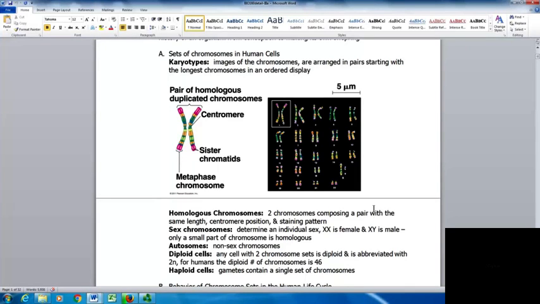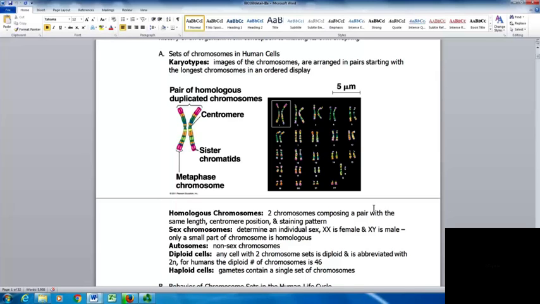Your sex chromosomes are going to determine the individual's sex. XX is female, XY is male. Only a small part of that chromosome is homologous because there is a significant size difference between the X and Y chromosome. Your autosomes are the non-sex chromosomes, so it's everything else.